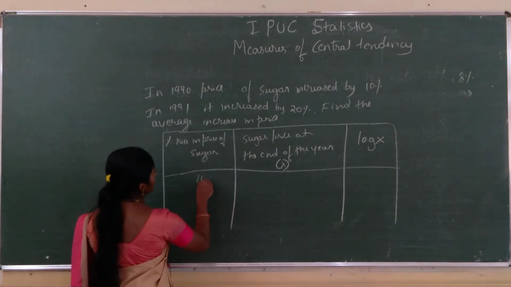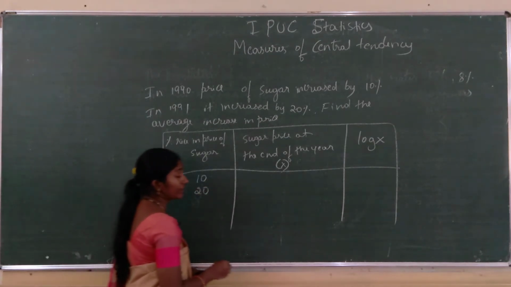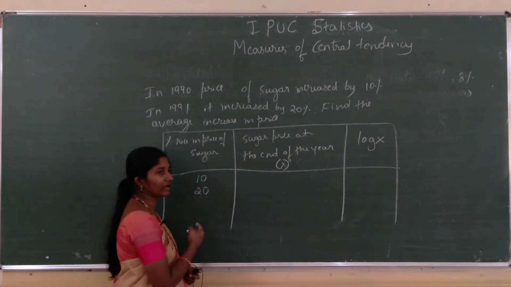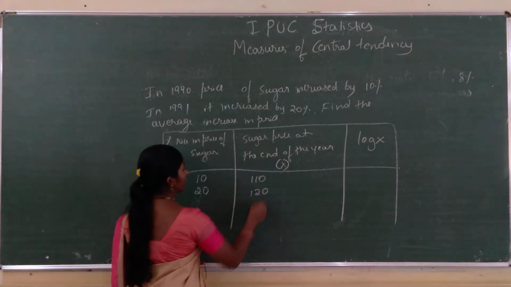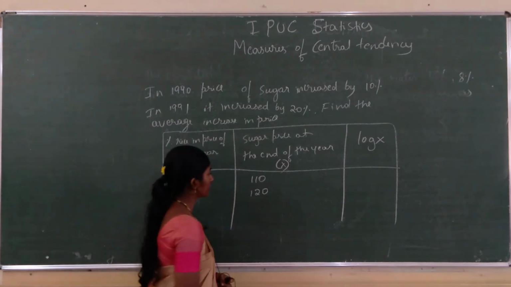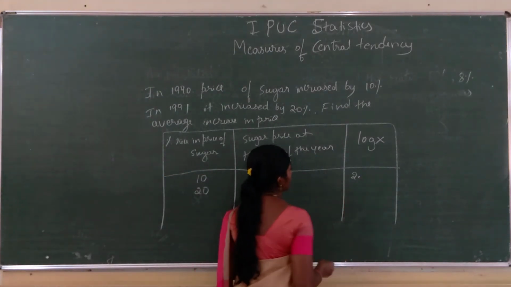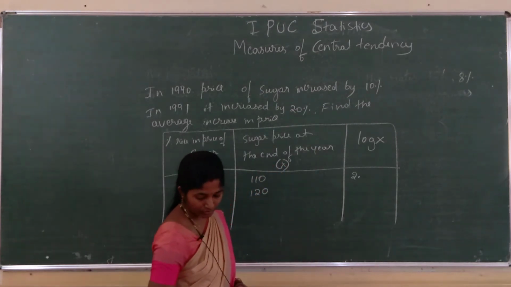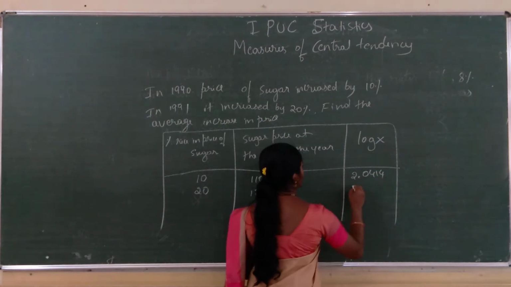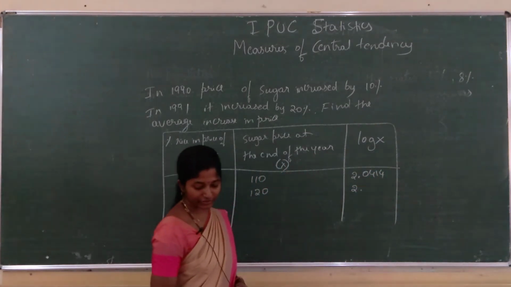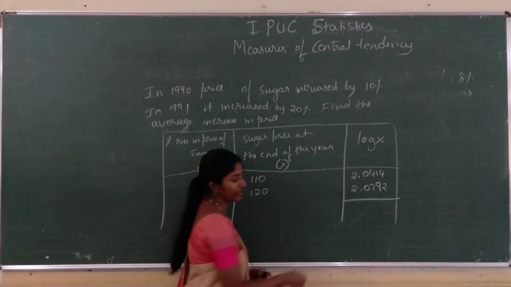Which values are given? 10% is given, and another 20% is given. To increase both, we add 100, so one becomes 110 and the other 120. In the log x, 3 minus 1, that is 2.11 in the 0, in the 11 0, 0414. Again here 2 point, that is 0792. Add these two values.